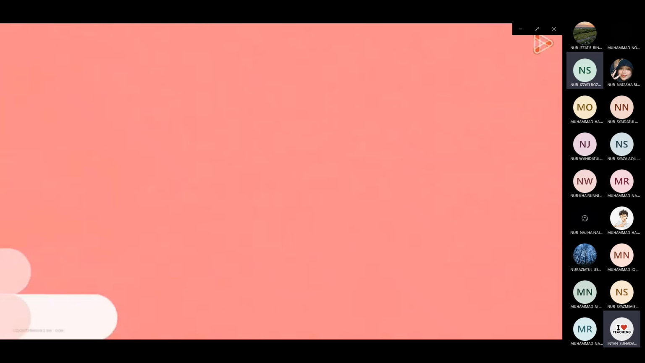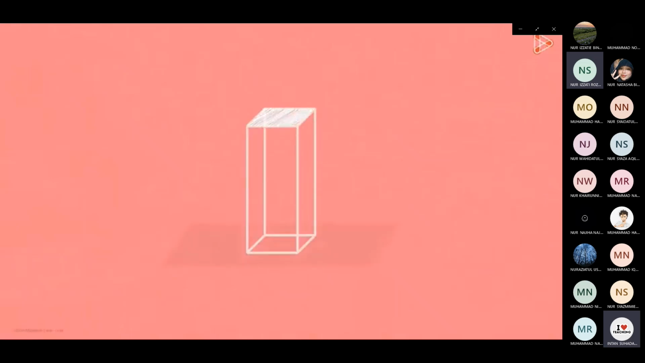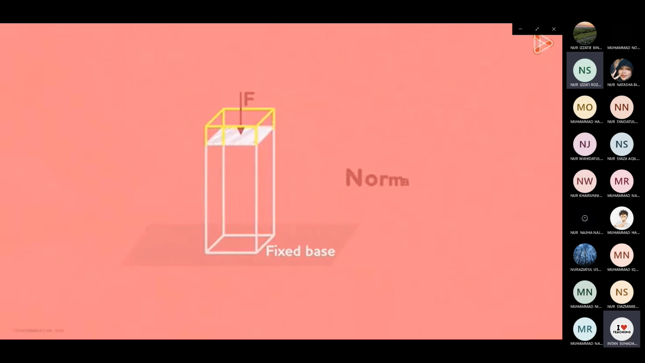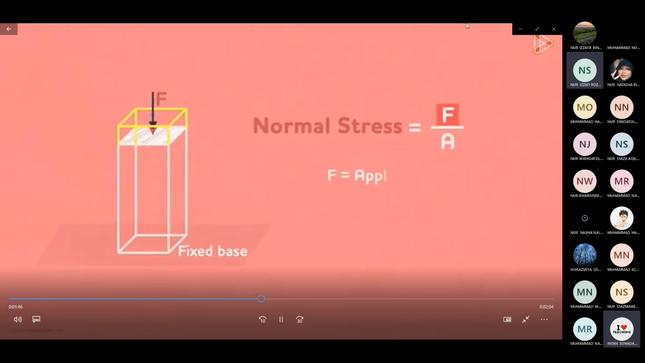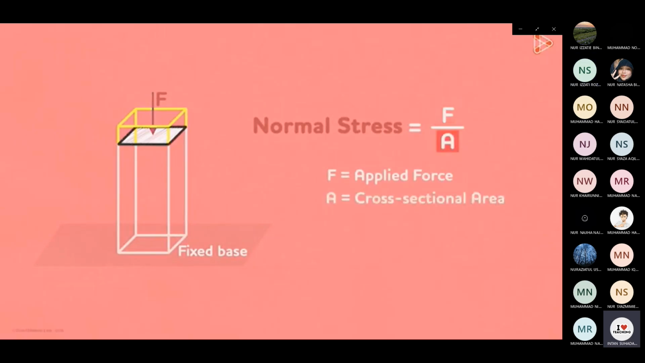Let's take another example which explains shear stress better. Here's a beam and assume that it's fixed at its base. If we apply normal force to this cross-sectional area, then we know that the stress experienced by the beam will be normal stress, which is simply given by F over A, where F is the applied force and A is this cross-sectional area.